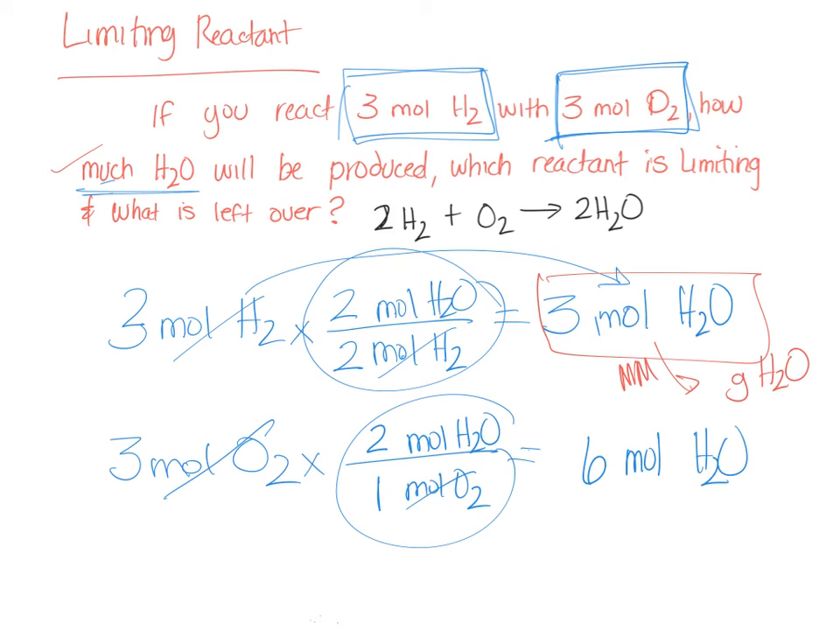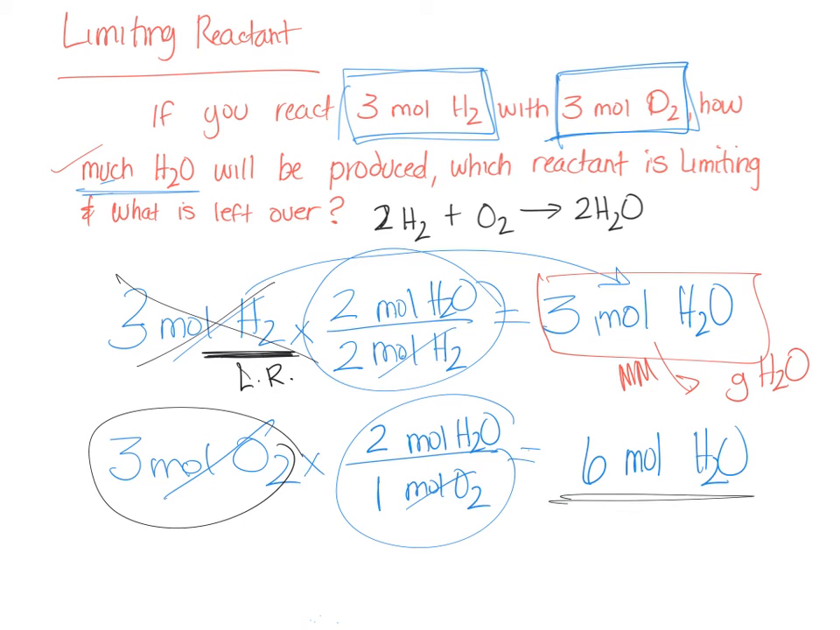Okay, which reactant is limiting? Well, that's the reactant that limited me to that lesser amount. So it's always limiting reactant, not product, limiting reactant. Which reactant limited me to the smaller amount? The hydrogen. And then finally, what's going to be left over? Well, I'm going to have oxygen left over. I'm going to use all this up. All the hydrogen's going to be used up to make my 3 moles of water.